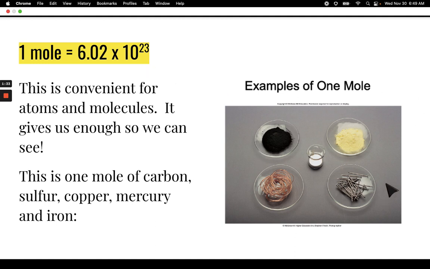For example, in the picture over here, we have 1 mole of each one of these elements. A mole of carbon, a mole of sulfur, a mole of copper, a mole of mercury, and a mole of iron. And in each one of these samples, we have 6.02 times 10 to the 23rd atoms of those particular elements, just like we would have in a dozen eggs, 12 eggs. In this 1 mole of carbon, for example, we have 6.02 times 10 to the 23rd atoms of carbon, and it's an amount that we can work with.